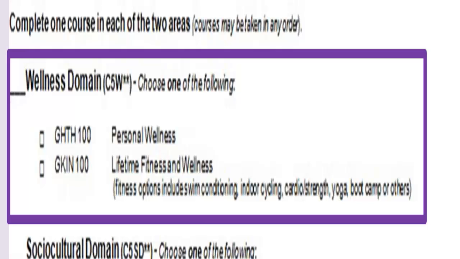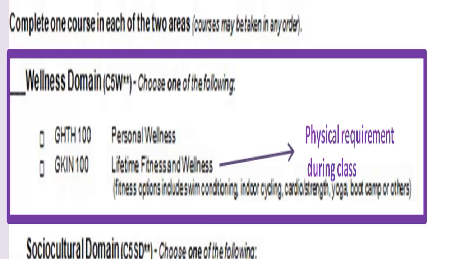GKIN 100 also requires a physical activity, but the activity is actually done during part of the weekly class time as a class unit. For example, if you elect to take GKIN 100 swim class, which meets on Monday and Wednesday, the class on Monday may be in the classroom for lecture, but the class on Wednesday will meet at the pool to swim. One thing to keep in mind about the swim option for GKIN 100 is that you are expected to already know how to swim. It is not a beginner's class.